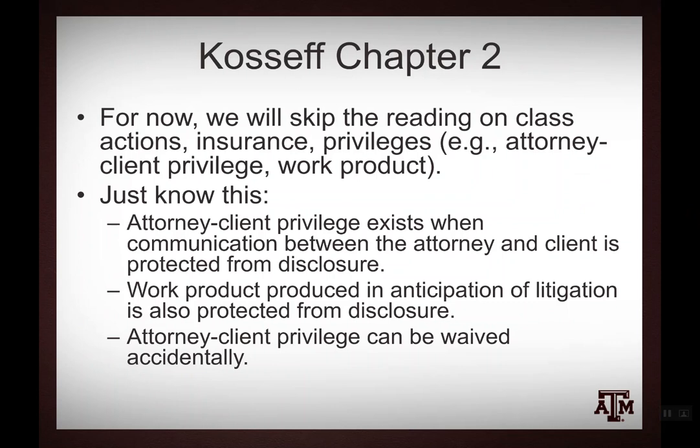Work product produced in anticipation of litigation is also protected. So there's certain kinds of communications that we protect between an attorney and client that may actually prove what the plaintiff's case is or something. But you need to know this. You have to be very careful and you have to protect this or you lose that privilege.